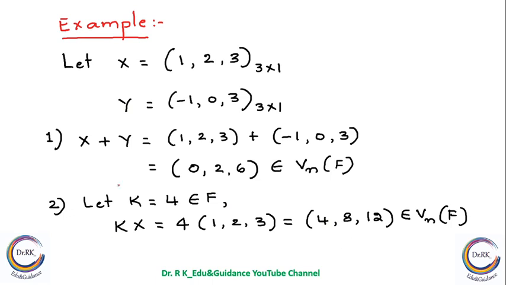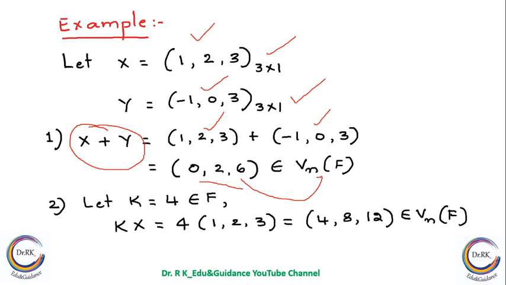Now we can take an example. x is a vector 1, 2, 3, and y is another vector minus 1, 0, 3. This is a vector of order 3, and this is also a vector of order 3. Now we'll check two properties. One is the closure with respect to addition. x plus y: 1 minus 1 is 0, 2 plus 0 is 2, 3 plus 3 is 6. So this is also another vector of VNF, a third order vector. Therefore, it belongs to VNF.